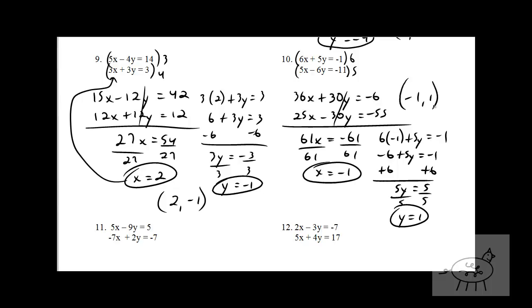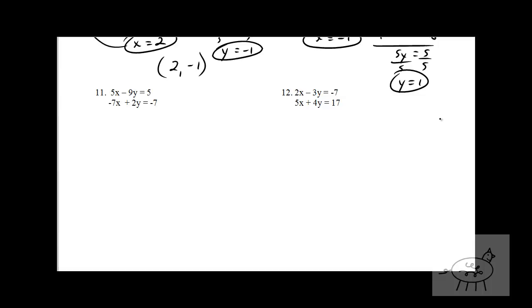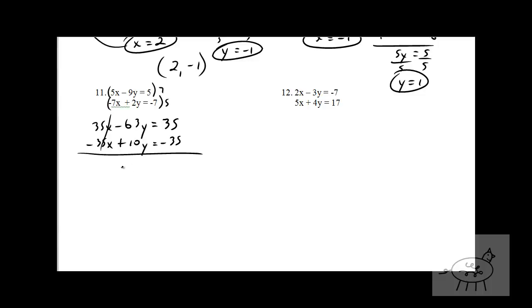Alright, hopefully you guys are getting the hang of this. It's not too bad. This one, some numbers are bigger, some are smaller. I'm going to get rid of the x. Why not? It's the first one. So multiply this by 7 and this by 5. So you get 35x minus 63y equals 35, and negative 35x plus 10y equals negative 35. So the x's cancel, and you wind up getting negative 53y equals 0.